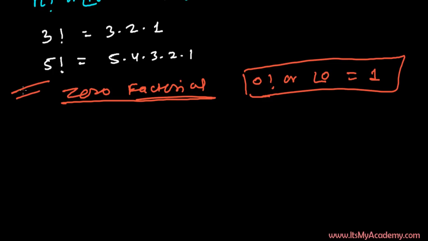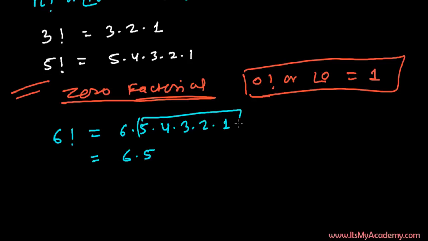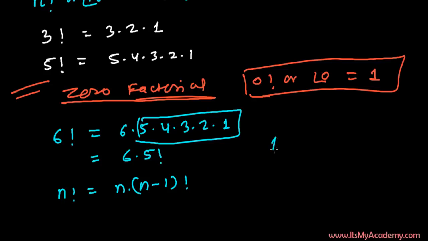Okay, let me show you some more ways. Let's say I want to write 6 factorial. How can I write it? I can write 6 times 5 times 4 times 3 times 2 times 1. But my dear friend, can I write 6 times, and in the place of this write 5 factorial? Absolutely. In the same way, if I want to write n factorial, then I can write n times n minus 1 factorial. Every time. Suppose I want to write 1000 factorial, then I can write 1000 times 999 factorial.